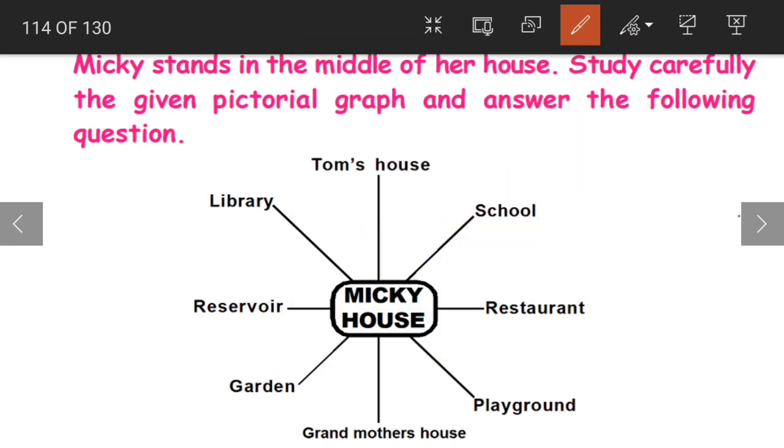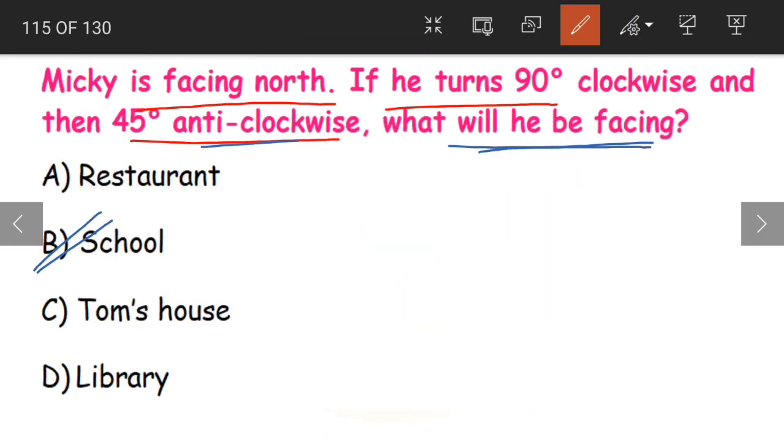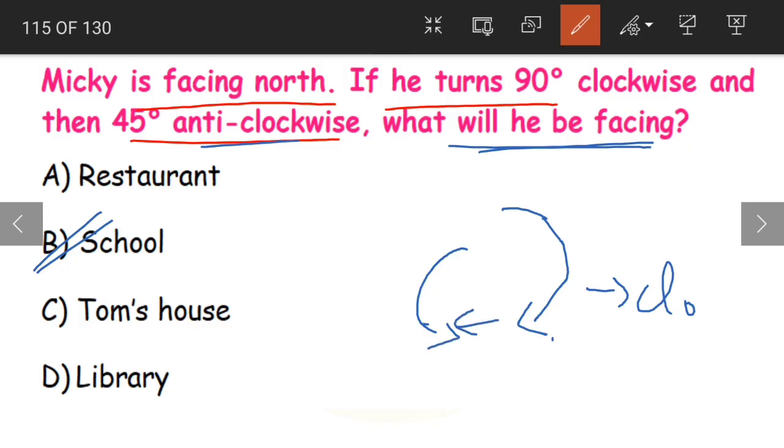If you ever get confused between clockwise and anti-clockwise, just remember how the clock works. Yes, the clock moves in this direction. So, this is called clockwise. When we move in the opposite direction of this, it is called anti-clockwise.